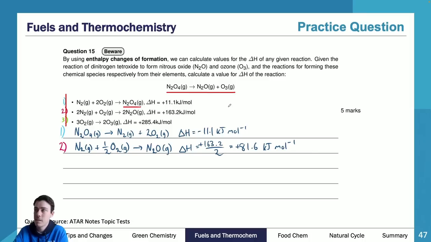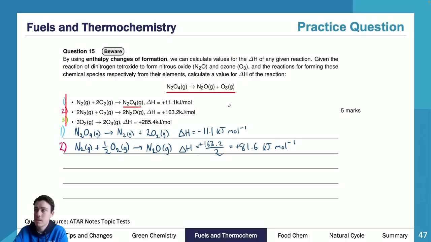This oxygen isn't going to be part of my final product, so I'm happy for it to be a half just for now. In my final answer, I wouldn't be having a half number. Now my third one, again, I'm going to do the same thing. I'm going to half it because I want to get rid of this O3. I want to have this O3 as a 1, so I have halved it.